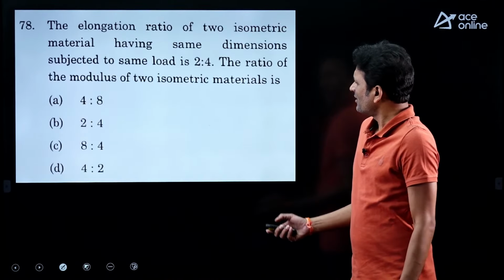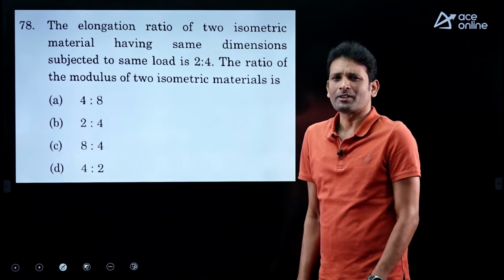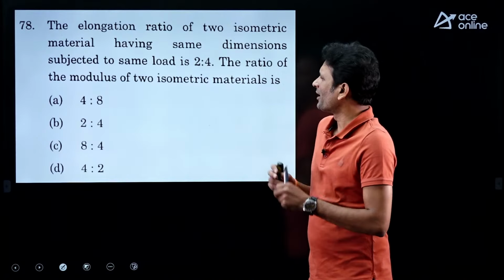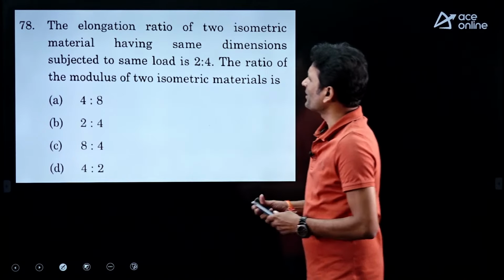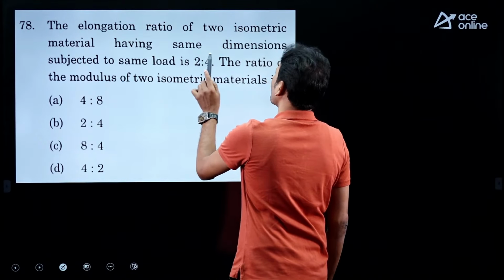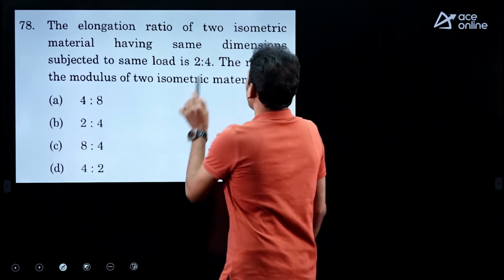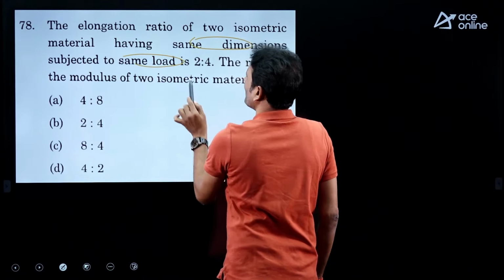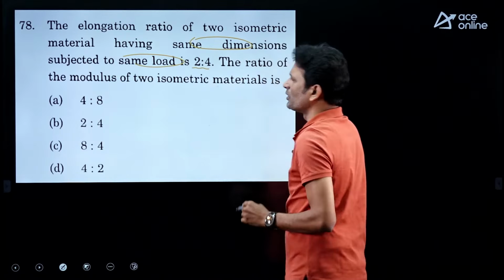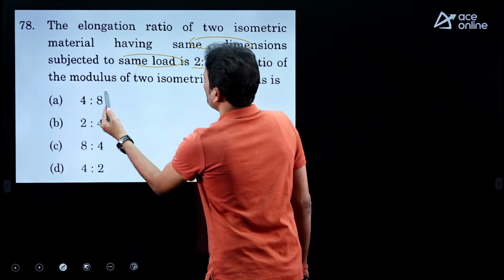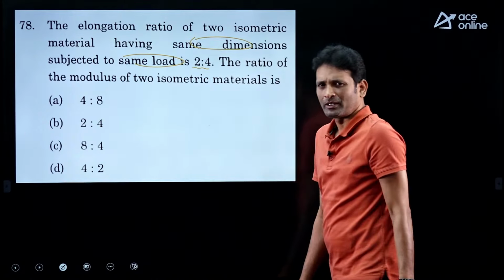The next question is from the concept of simple stresses and strains. Comparison between material property and elongations are mentioned. Just read the question. The elongation ratio of 2 isotropic materials having the same dimensions and subjected to the same load is given as 2:4. Then what we required? The ratio of modulus of 2 isotropic materials.